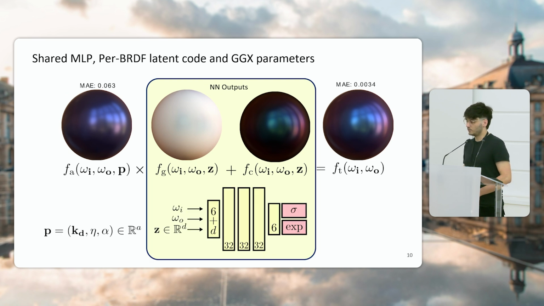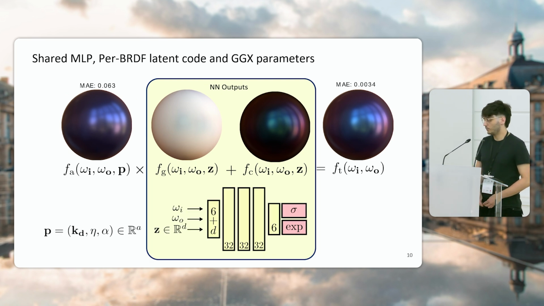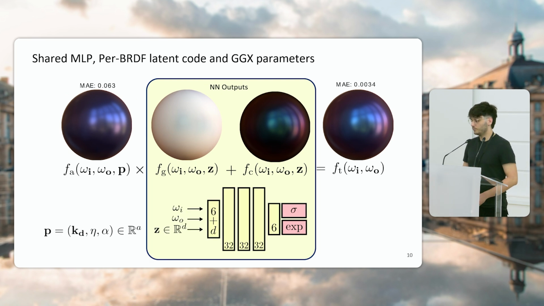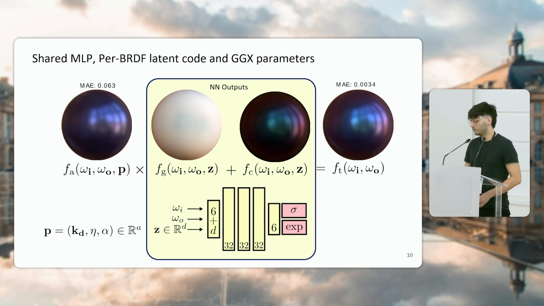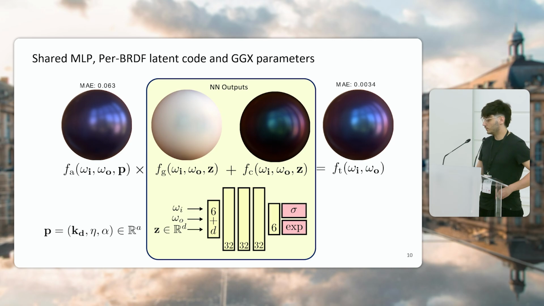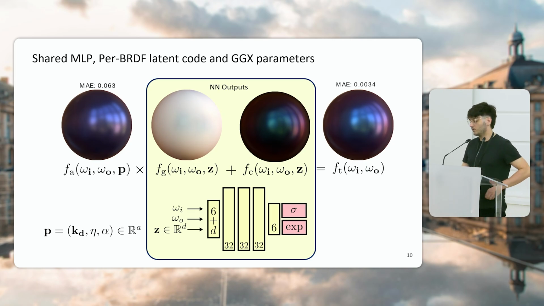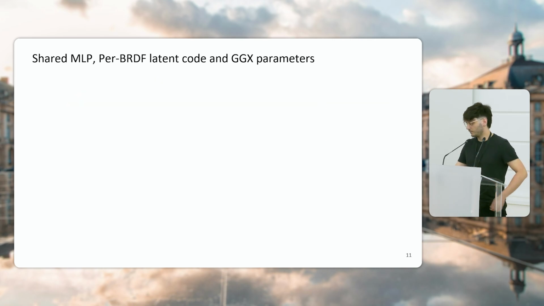In practice, this is the architecture we chose. We have per BRDF P vector, which stores the analytical parameters for the model, and a small MLP with two outputs, a sigmoid output for the gating term, and an exponential output for the corrective term. The inputs to the neural network are just the viewing and lighting directions, as well as a non-interpretable latent code that is optimized per BRDF.